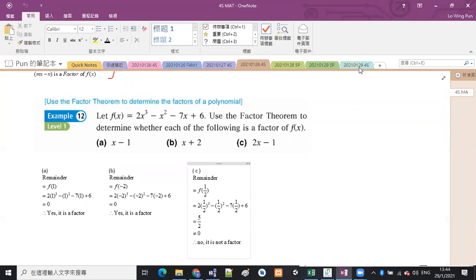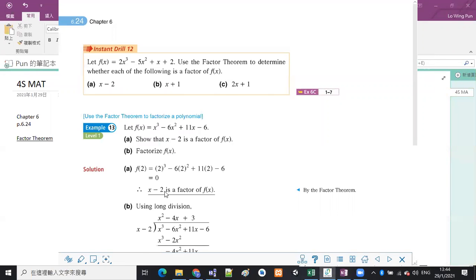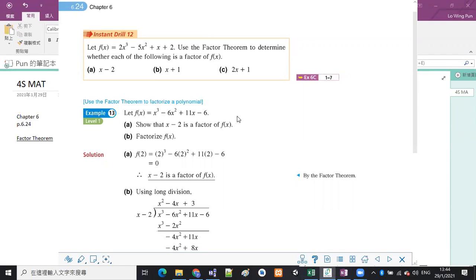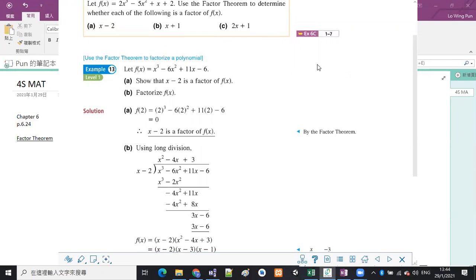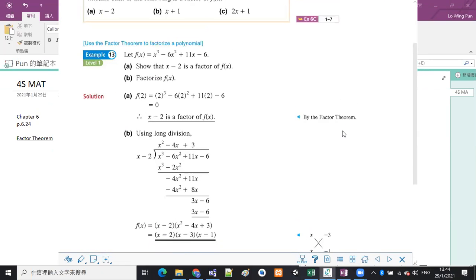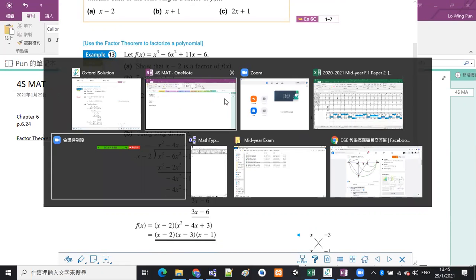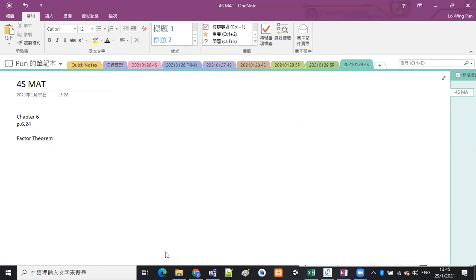And let us do the instant drill number 12. Well, actually, I maybe skipping instant drill number 12. I don't think it is actually important. Let's go to example 13. Are you ready? There is a special technique I am going to teach you for example 13 part B. Everybody please pay attention here. But let us do part A first.